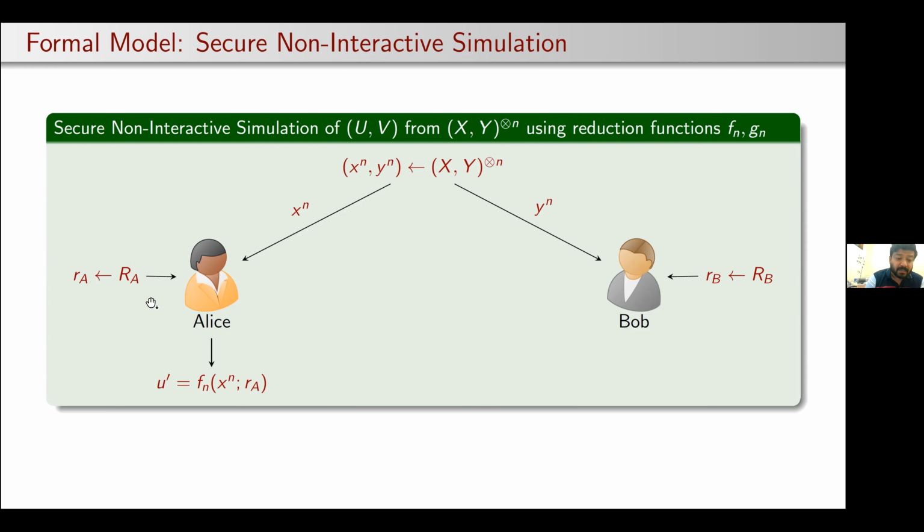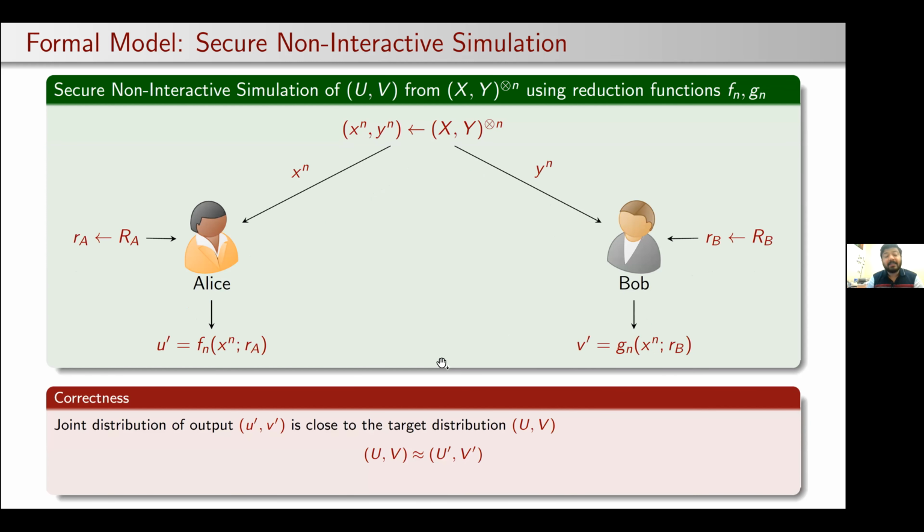Alice uses her samples to generate the output U prime by applying a function f, and Bob generates his output by applying a function g to his samples. Sorry, there is a typo, this should be yn. The correctness of secure non-interactive simulation insists that the joint distribution of the output of the parties is close to the actual target distribution.